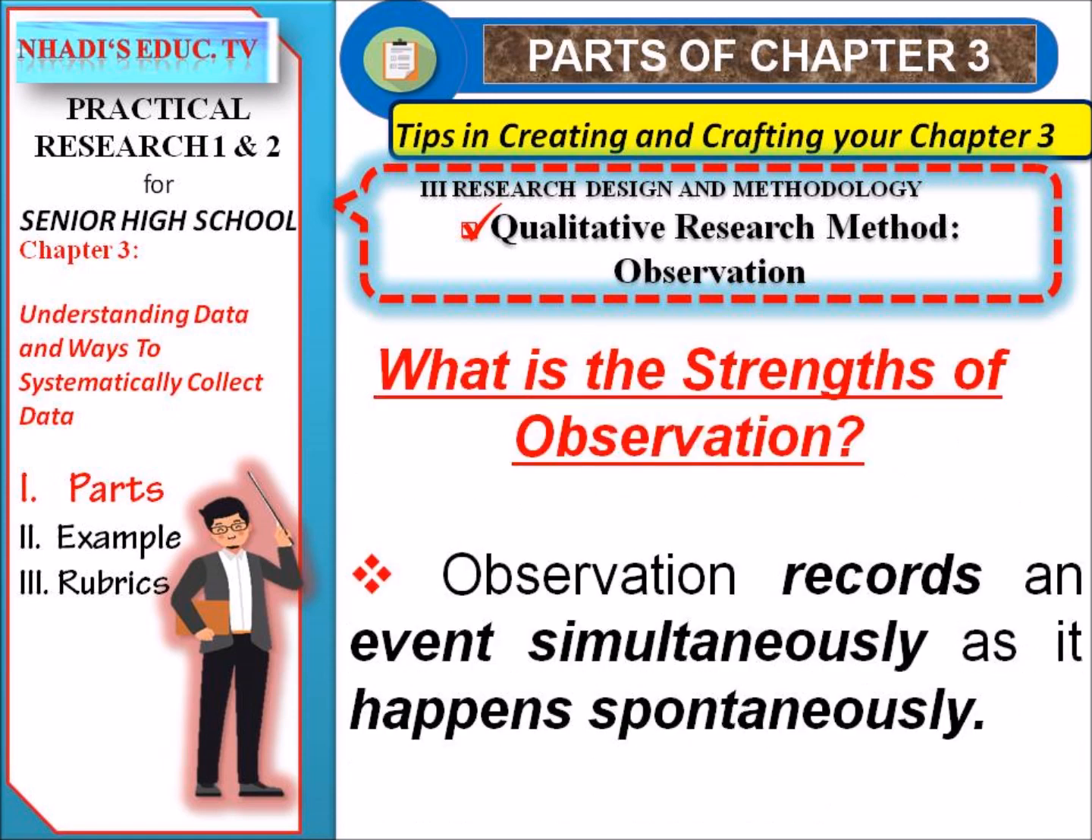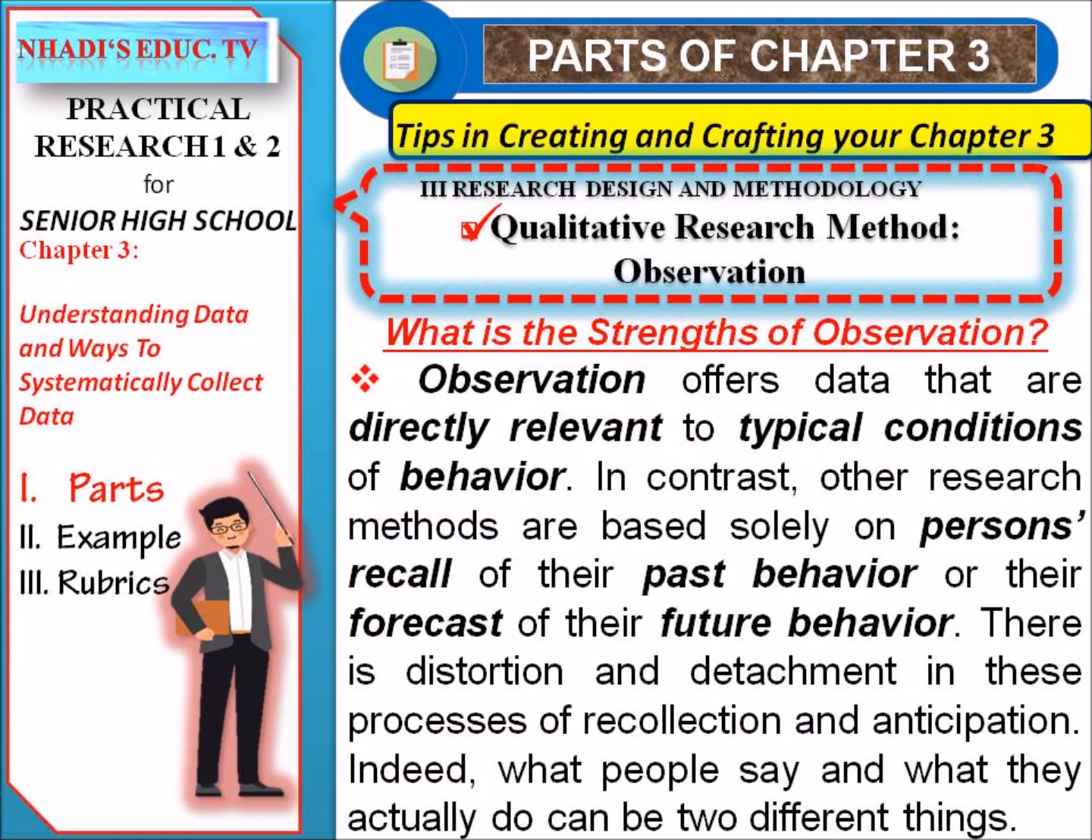What are the strengths of observation? Observation records an event simultaneously as it happens, spontaneously. Observation offers data that are directly relevant to typical conditions of behavior. In contrast, other research methods are based solely on persons' recall of their past behavior or their forecast of their future behavior. There is distortion and detachment in these processes of recollection and anticipation. Indeed, what people say and what they actually do can be two different things.